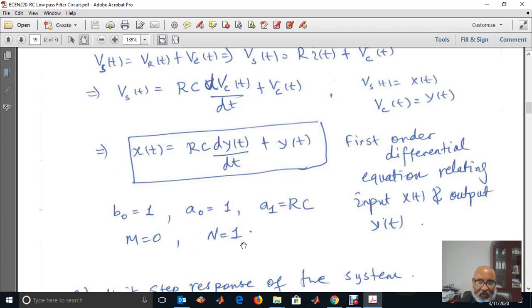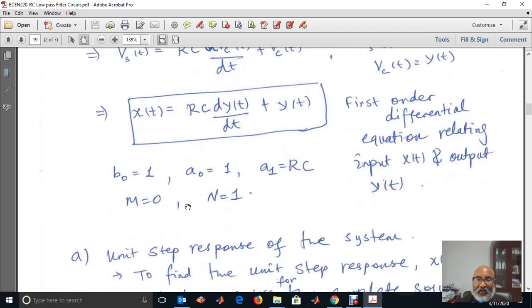N is equal to 1, first order, because we have a maximum of the first derivative for the output y. M is equal to 0 because there is no derivative for x of t. So it is a first order differential equation. Now we found the a coefficients, we found the b coefficients. What's the next step? We can find the unit step response of the system.